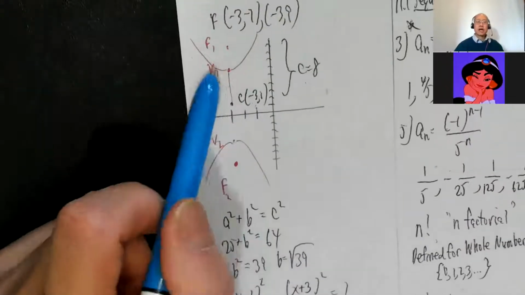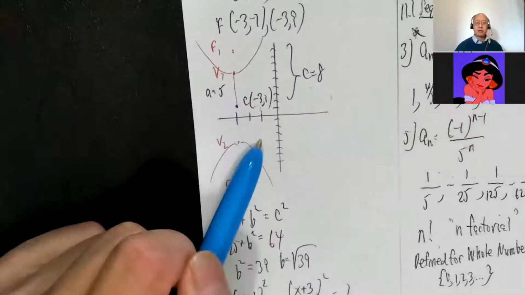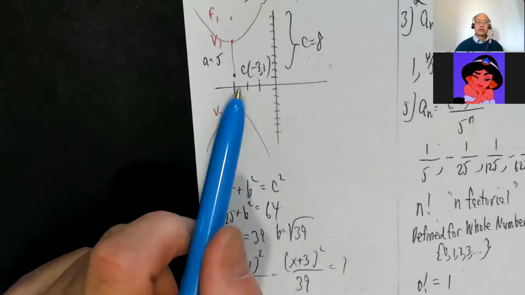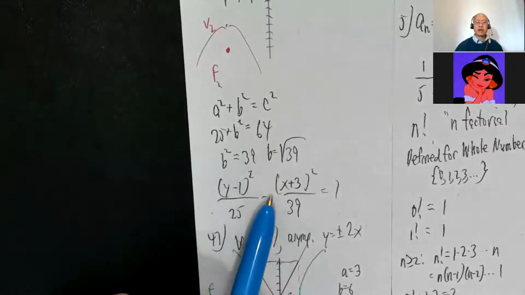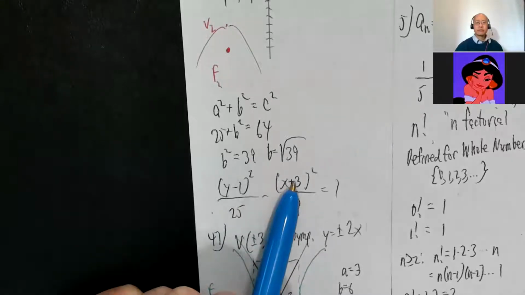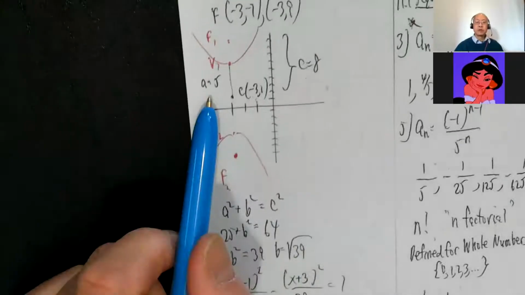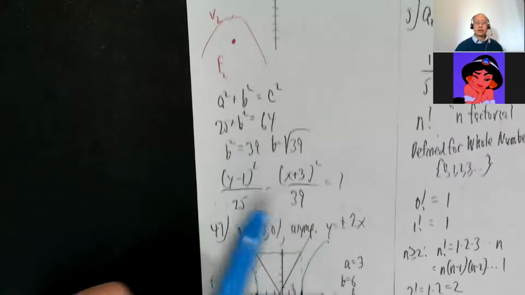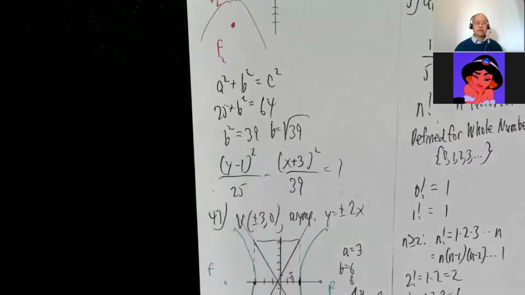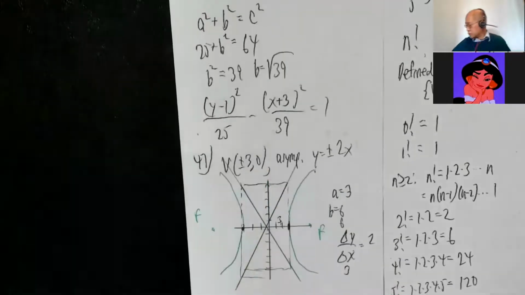Okay, this hyperbola, since the vertices are here, it's going to go up and down, which means y comes first. The center is -3, 1. So y minus 1 squared minus x plus 3 squared. The bottom here is a squared, 25. The bottom here is b squared, 39. So there we go. y minus 1 squared over 25 minus x plus 3 squared over 39 is equal to 1.